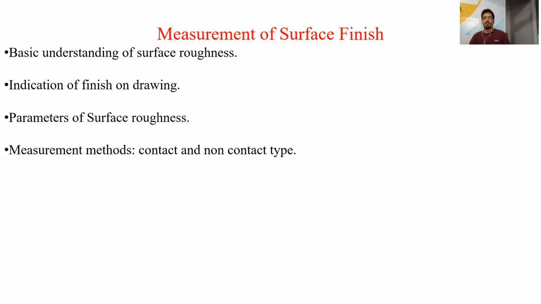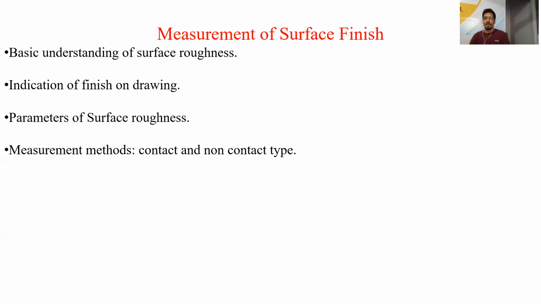So in this chapter we are going to discuss the following things. First we will discuss the basic understanding of surface roughness, why surface roughness occurs on the surface, and what is the importance of surface roughness, where surface roughness is necessary in a manufactured part or where it is not necessary. Next, we will discuss the indication of surface finish on drawing, that is, how the surface roughness is indicated on the drawing.